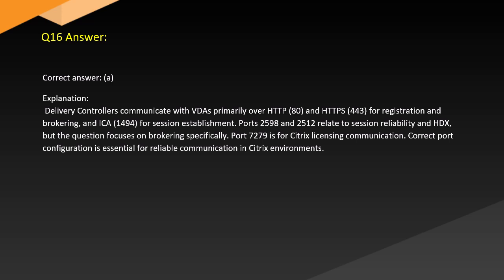Answer. Correct answer: A. Explanation. Delivery controllers communicate with a VDA primarily over HTTP/HTTPS, ports 80 and 443, for registration and brokering, and ICA port 1494 for session establishment. Ports 2598 and 2512 relate to session reliability and HDX, but the question focuses on brokering specifically. Port 7279 is for Citrix licensing communication. Correct port configuration is essential for reliable communication in Citrix environments.